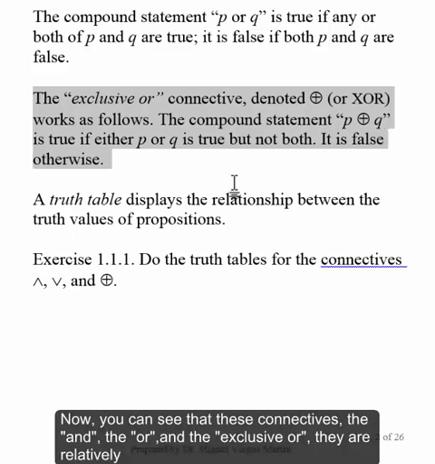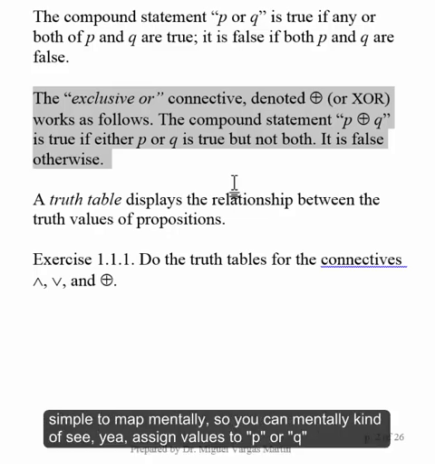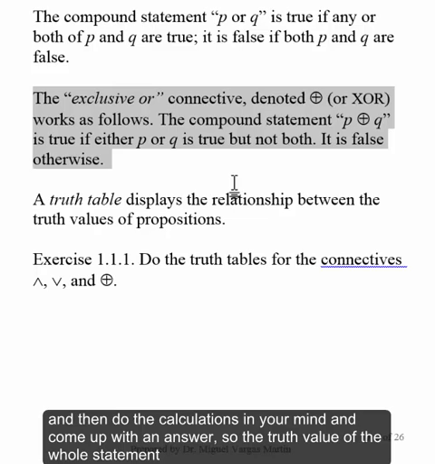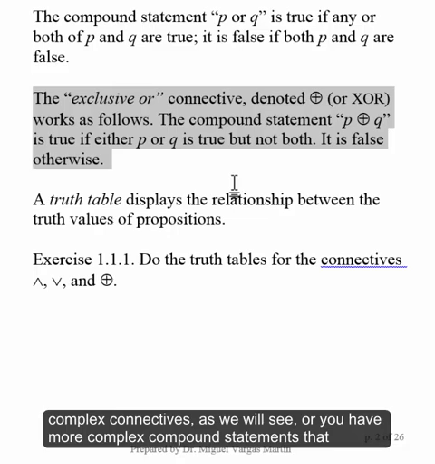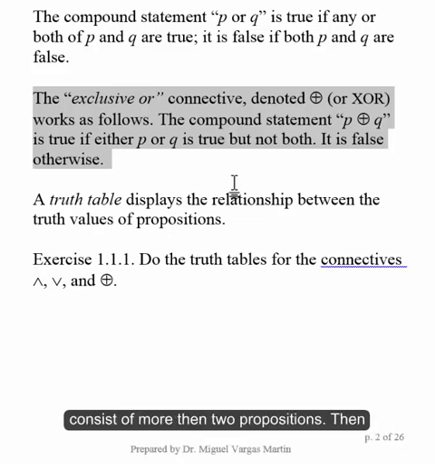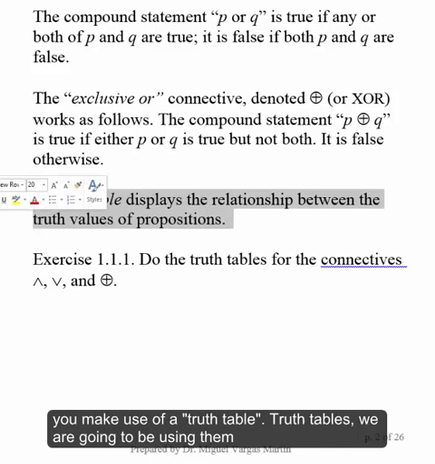Now, you can see that these connectives, the and, the or, and the exclusive or, are relatively simple to map mentally. So you can assign values to P or Q, and then do the calculations in your mind and come up with an answer. So the truth value of the whole statement is not so difficult to compute. But what happens when you have more complex connectives, as we will see, or when you have more complex compound statements that consist of more than two propositions? Then you make use of a truth table.